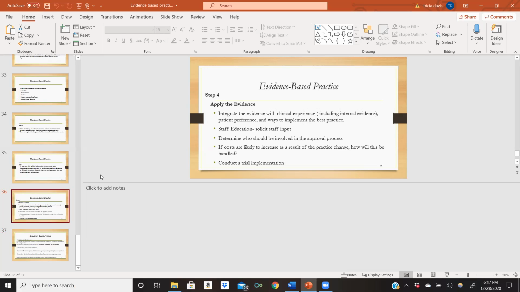You want to conduct a trial implementation, okay? So maybe you're going to do it for 30 days or 60 days. It's not going to be permanent, you're not going to do it throughout the hospital. Maybe you're going to try it on one unit for 30 or 60 days to see how it goes.